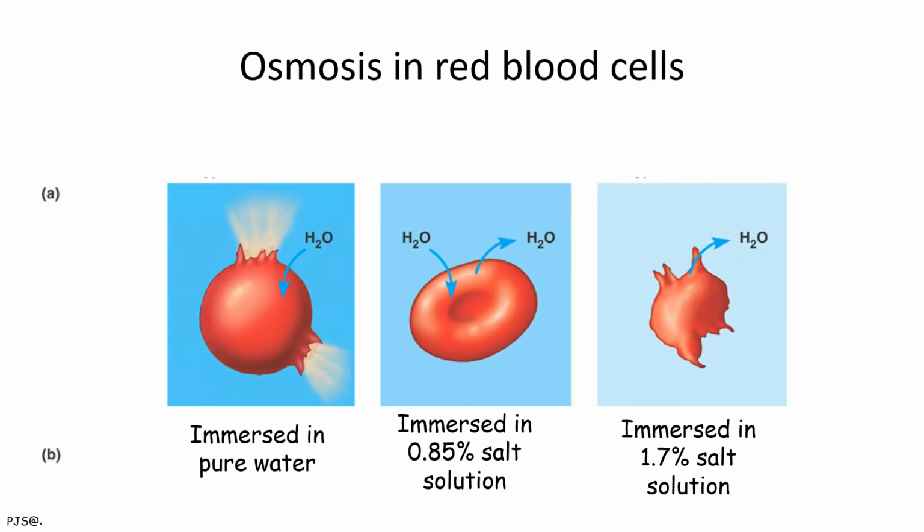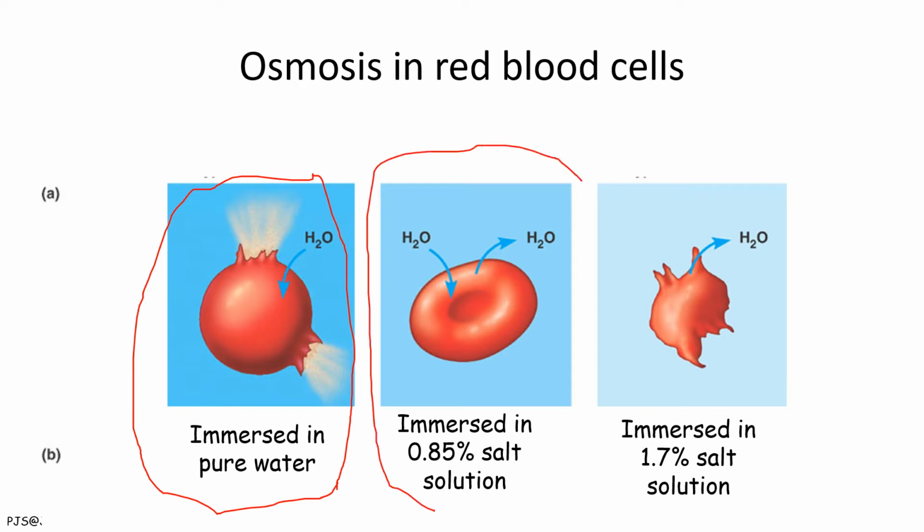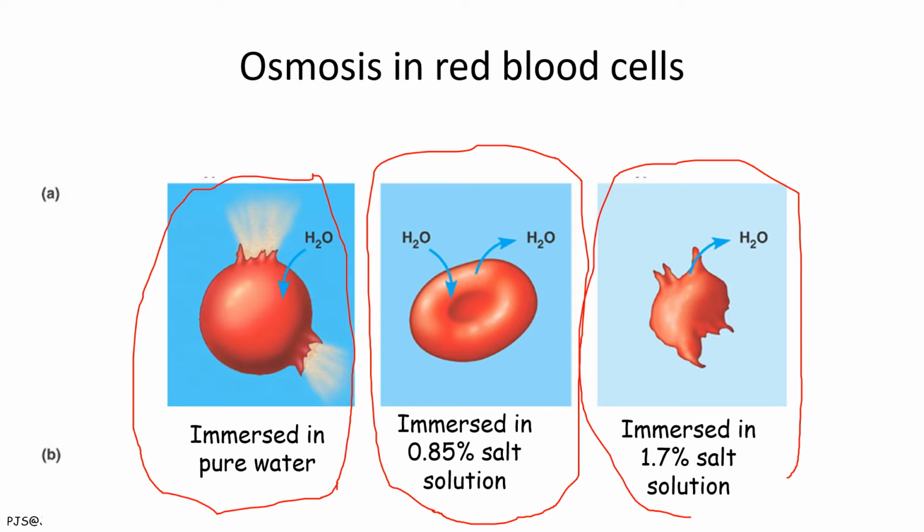So again, this is just showing you a diagram of the red blood cells. If you put it in a pure water solution, where the water concentration is higher on the outside of the cell, then the animal cell will burst. If you put it in the same or equal salt concentration, then the animal cell will stay the same because there's no net movement of water. And if you put it in a salty solution, the water will move from the high water concentration inside of the cell to outside of the cell, and the animal cell will shrink.